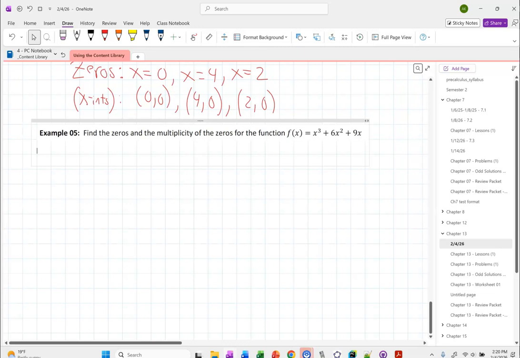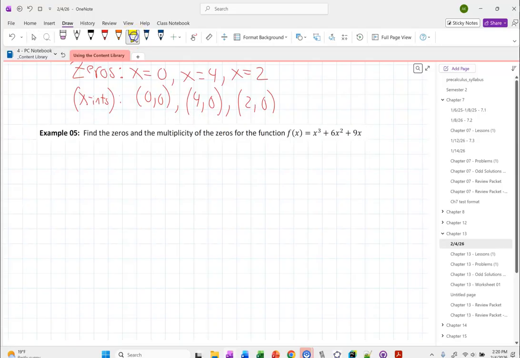It says find the zeros and the multiplicity of the zeros for the function. We haven't defined what this is. Who remembers from Algebra 2 what multiplicity means? Isn't that like when it bounces? Okay. What if you're not looking at a graph? You're right, multiplicity has to do with the graph. But what if we're not looking at the graph?